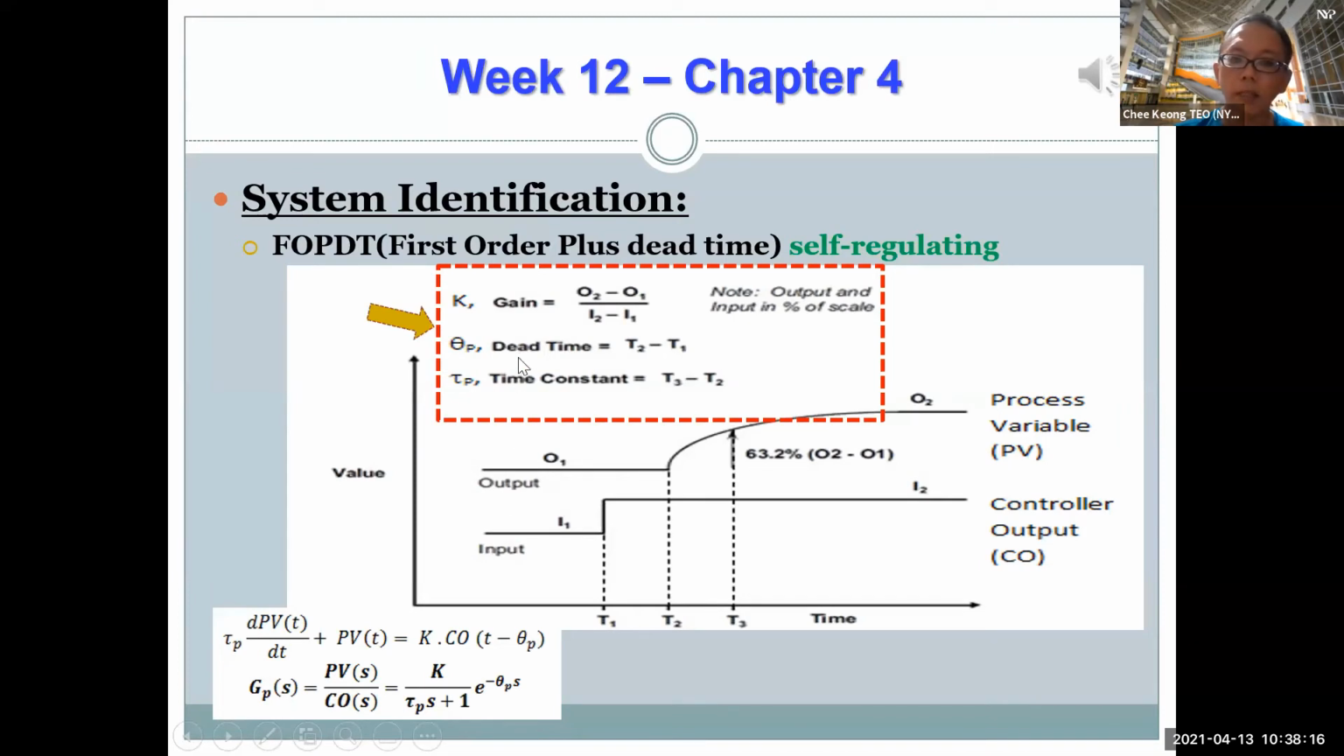But because there is a dead time, which is theta P, you have to shift the whole expression by e to the power minus theta P S. So this is indicating the shift, e to the power minus theta P S. And that's basically the main difference between a first order plus dead time and a first order system, because it has plus dead time. And this e to the power minus theta P S is the plus dead time.